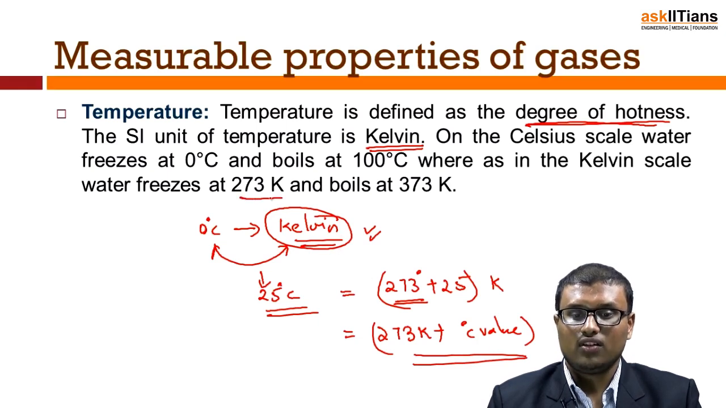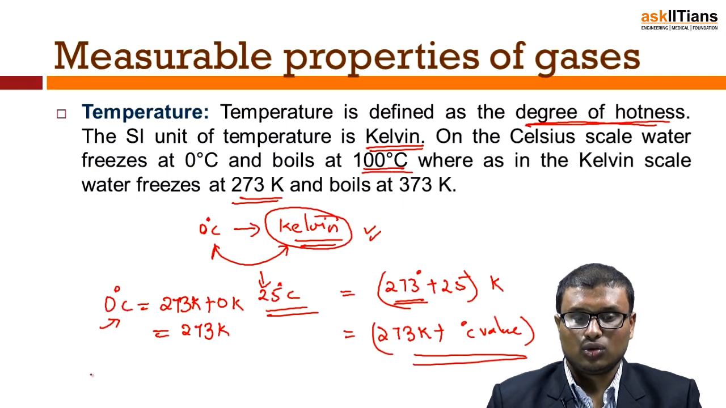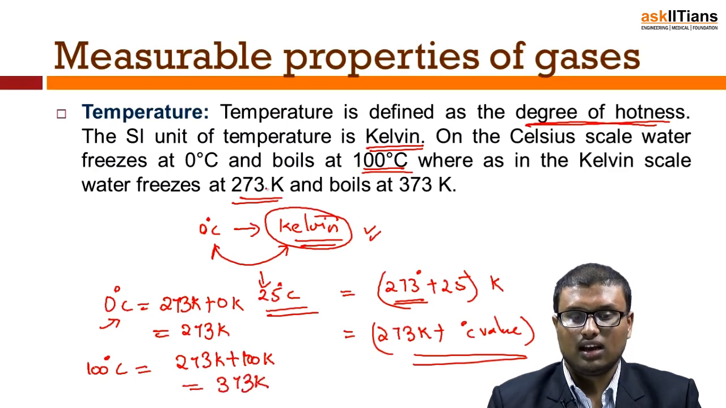For example, water freezes at 0 degrees. So 0 degrees is nothing but 273 Kelvin plus the value in degrees, that means 0. So it is nothing but 273 Kelvin itself. And 100 degrees centigrade is the boiling point of water. So it is nothing but 273 Kelvin plus 100, so it is 373 Kelvin. So on the Kelvin scale, water freezes at 273 Kelvin and boils at 373 Kelvin.